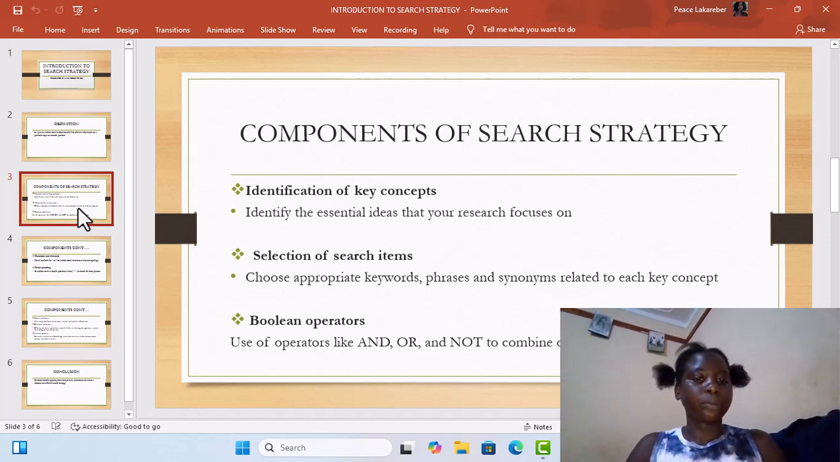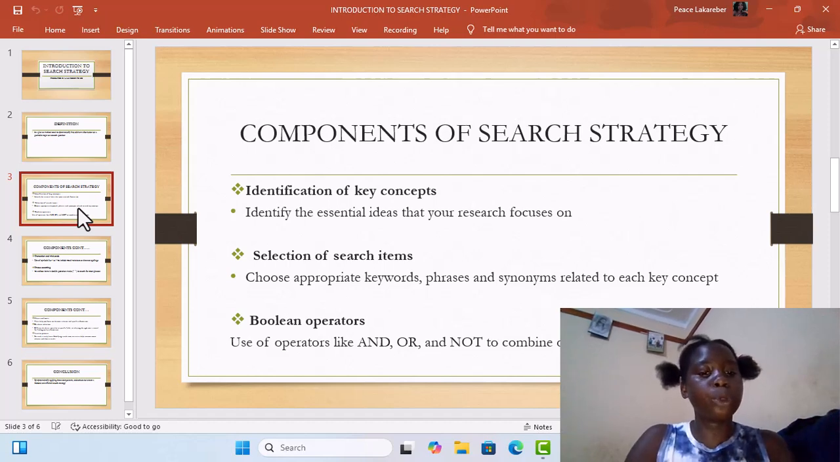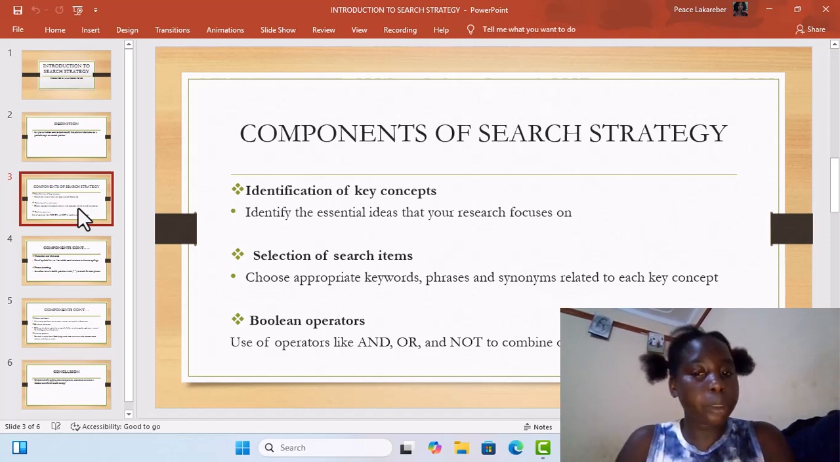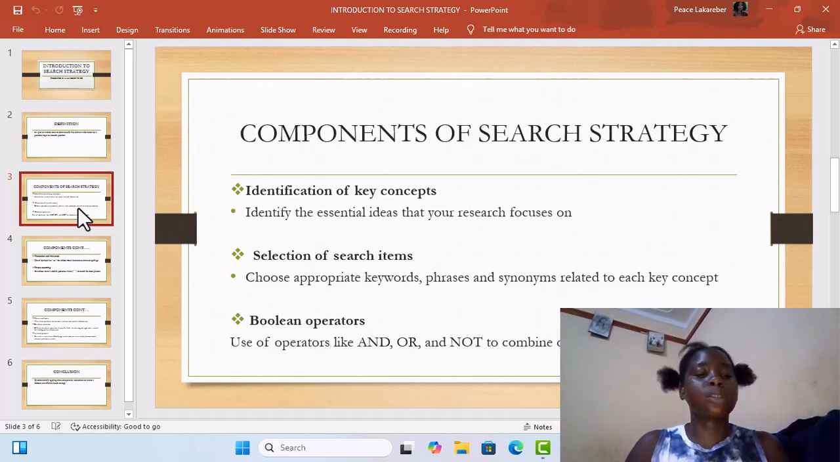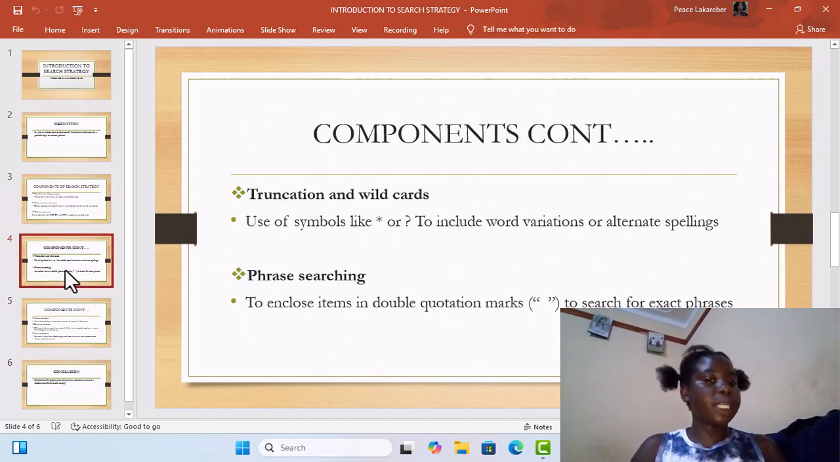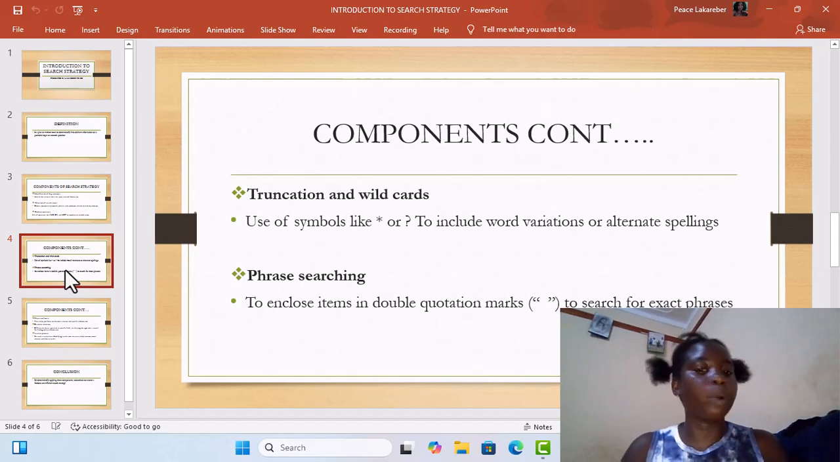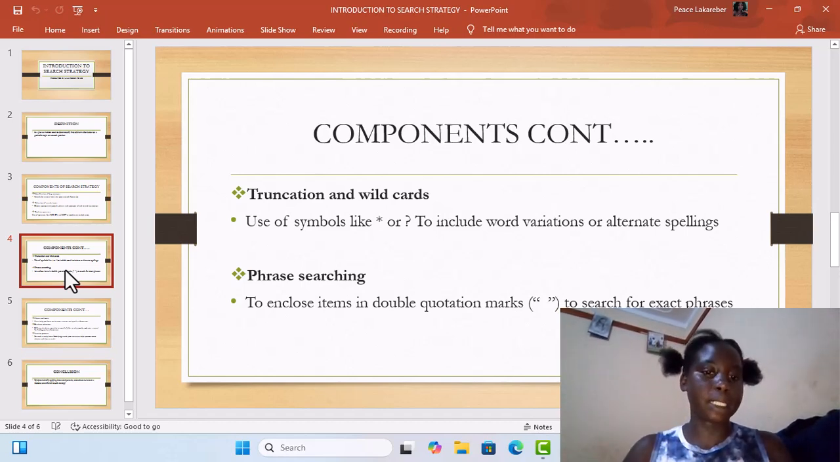And then the third one is the Boolean operators. Now you have to use the operators, like for example and, or, and not, to combine or exclude terms. The fourth one is truncations and wildcards. Now this is the use of the symbols like asterisk or a question mark to include word variations or alternate spellings. And then the fifth one is phrase searching.